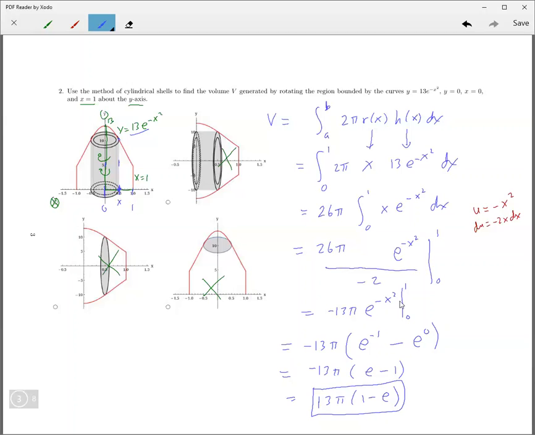Wait. This is e to the negative 1. So this is, I'm sorry, 1 over e.